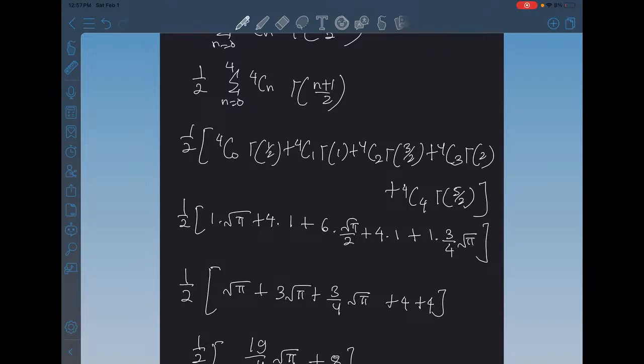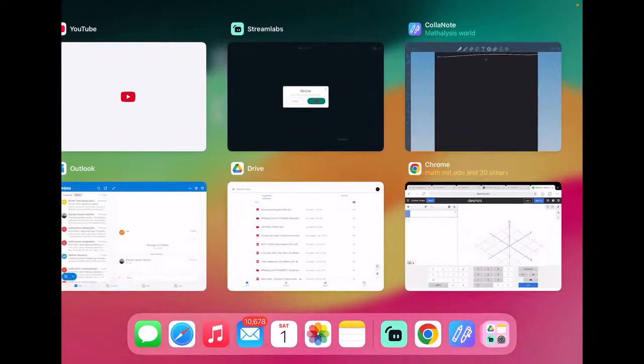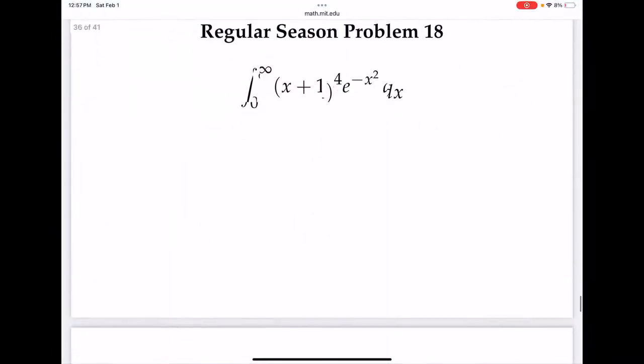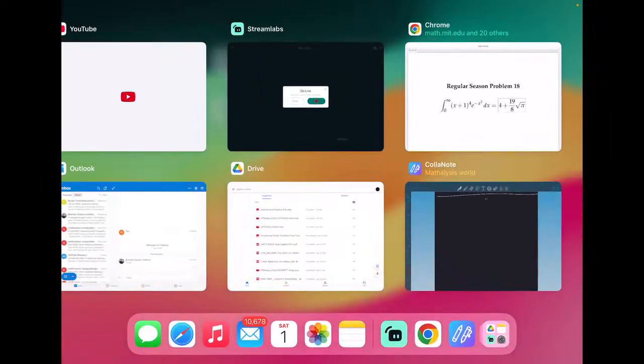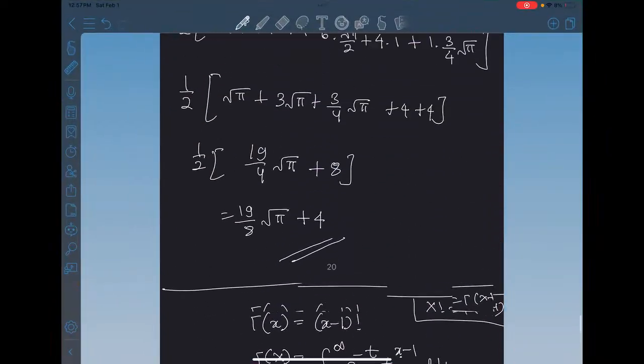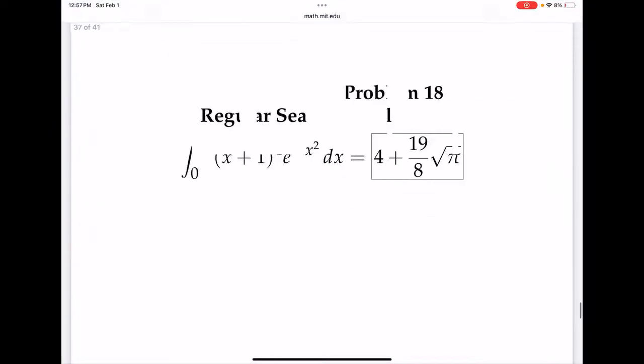Okay, I think I'm good to go. So now let's go ahead. Yeah, the answer is right: 4 plus 19 by 8 root pi, exactly what we found out.